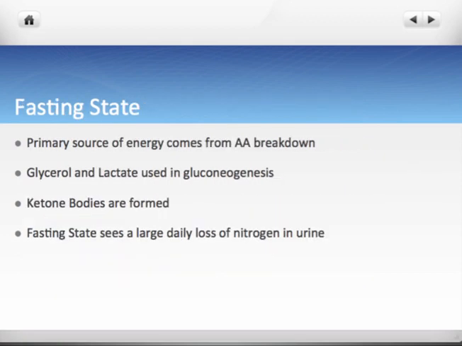If we look into the next state, which is fasting, this is, if you guys remember, 18 to 48 hours after we've had a meal. This is when we start primarily getting energy from breaking down amino acids and proteins. We're going to see glycerol and lactate used in gluconeogenesis. The liver is going to start producing ketone bodies for the brain to use, and the fasting state sees a large daily dose of nitrogen in the urine. If you guys remember from our activity on Wednesday, when we have a lot of excess protein in our blood that we need to excrete, we're going to see a lot more of the urea cycle enzymes induced. And so what that's actually going to lead to is we're going to lose a lot of nitrogen in our urine. So that's just kind of how that plays into the whole thing there.